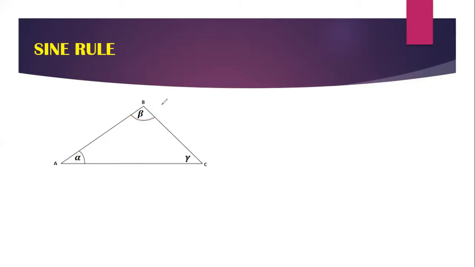For the sine rule corresponding to angle and side, alpha is opposite to BC, gamma is opposite to AB, and beta is opposite to AC. Get that? So for the three angles, now we have a concept. We call that the sine rule.